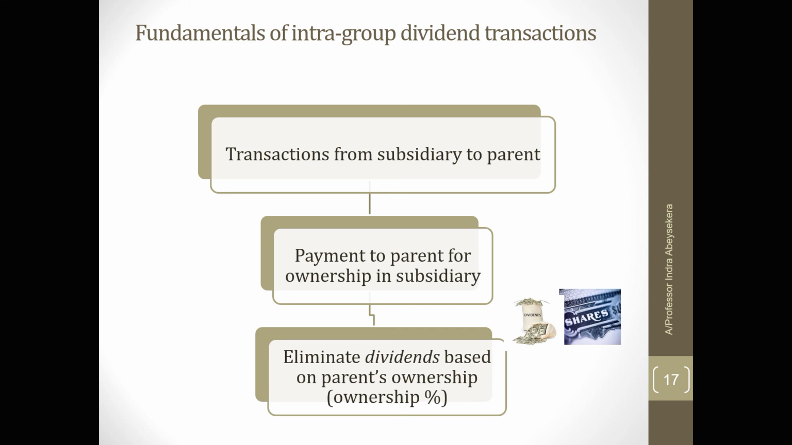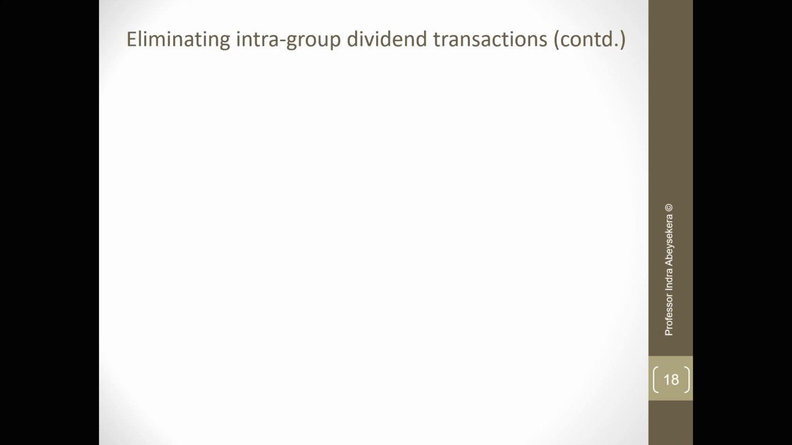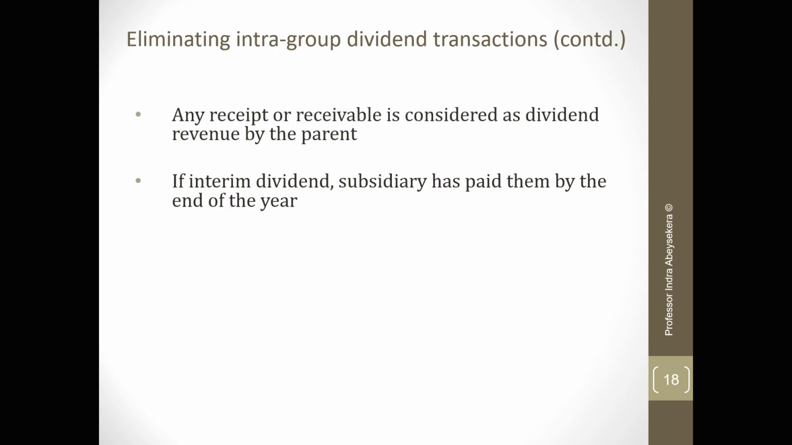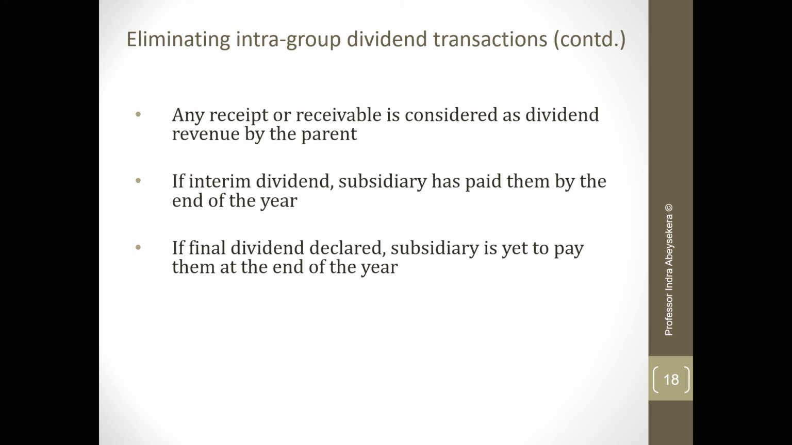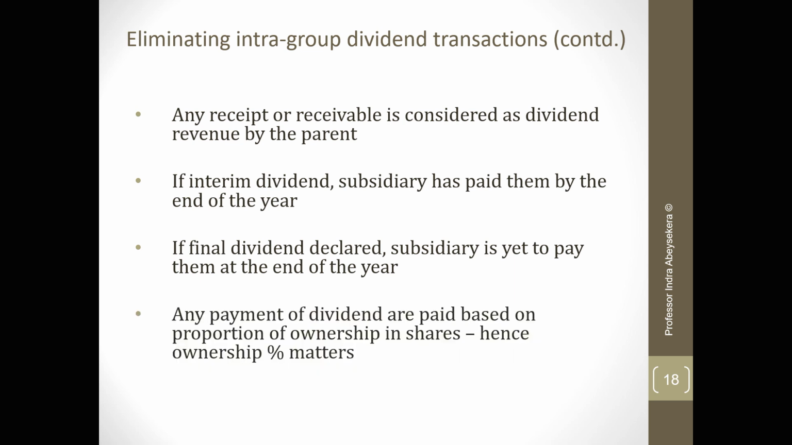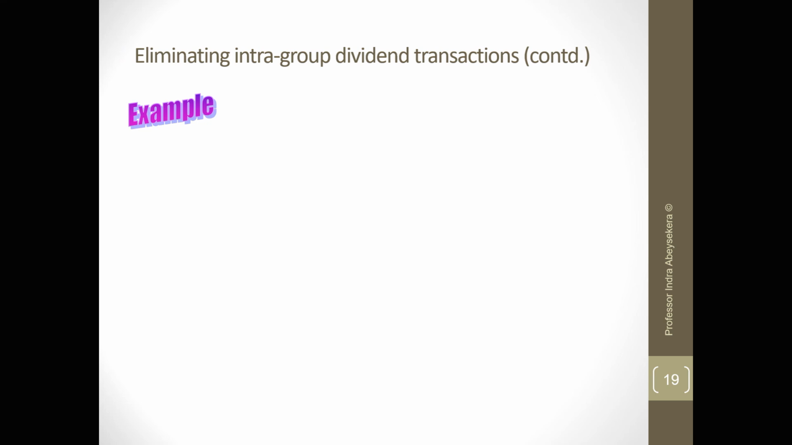Even if the subsidiary pays in full, not the full amount goes to the parent. So any dividend that's receivable and payable, receivable by the parent and payable by the subsidiary, has to be eliminated. Interim dividends are usually paid in the current period. A final dividend is declared and is to be paid at the end of the period. Any dividends that are to be paid are based on the ownership.